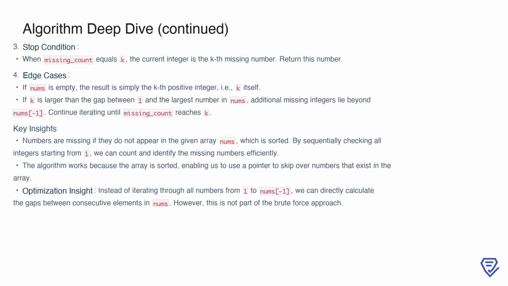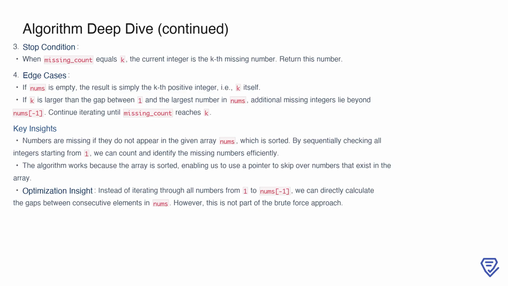There are a few edge cases to consider. If the array nums is empty, then the result is simply k because there are no existing numbers to skip. Another edge case occurs when k is larger than the range of missing numbers within the array. For example, if the largest number in nums is smaller than the total number of missing integers needed to reach k, we must continue counting missing numbers beyond the array's end.